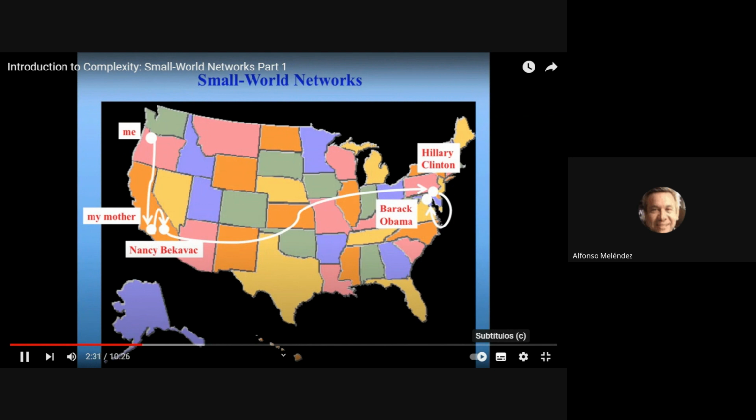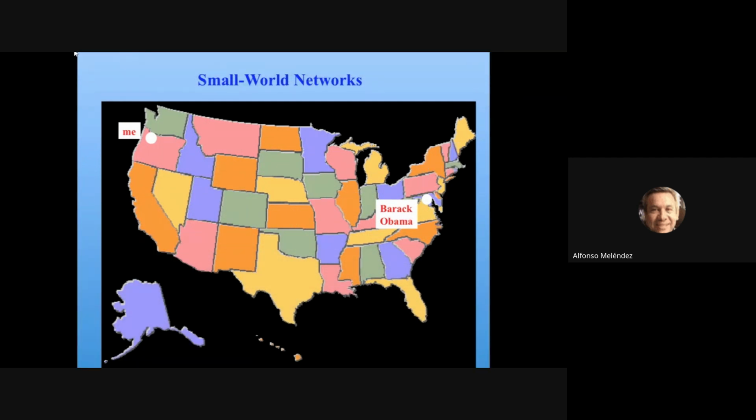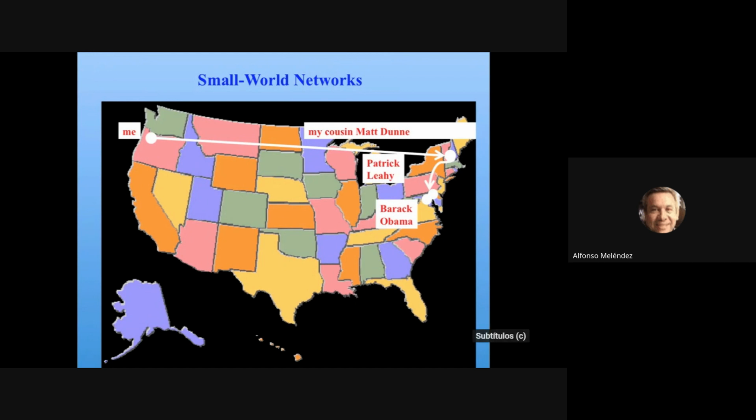Later, after thinking about this some more, I realized that I might even have a shorter path. I thought about my cousin, Matt Dunn, who's a politician in Vermont. He used to be a member of the Vermont state legislature. And it turns out that he knows Senator Patrick Leahy, senator from Vermont, who knows Barack Obama. So there we go with 1, 2, 3 hops. And I was amazed. So you can try this yourself.